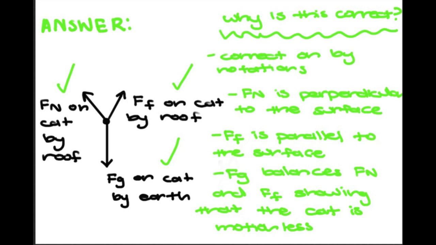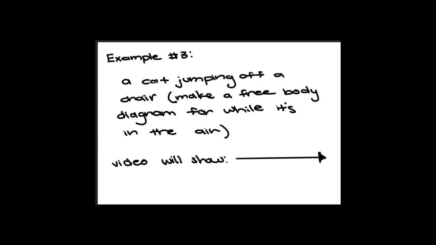One key concept you need to know is that this free body diagram does not have any hash marks because the separate forces themselves aren't equal, while Fn plus Ff is equal to Fg. Let's dive into our next example.